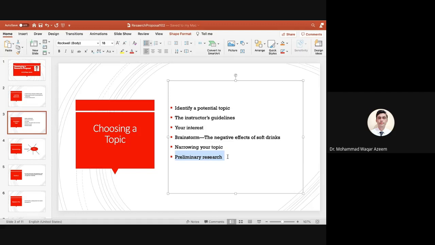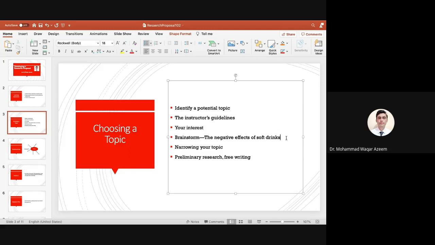Preliminary research has two different kinds. One way is that you do some free writing. Free writing is very helpful in narrowing our topic. So you have a topic in your mind like this, the negative effects of soft drinks. Write about it, whatever comes to your mind. And then reread what you wrote down. And try to see if you are able to find something very specific in this broader topic.